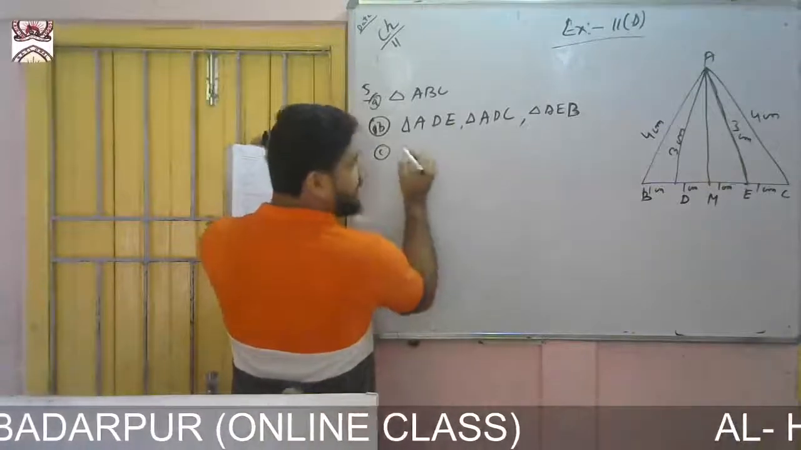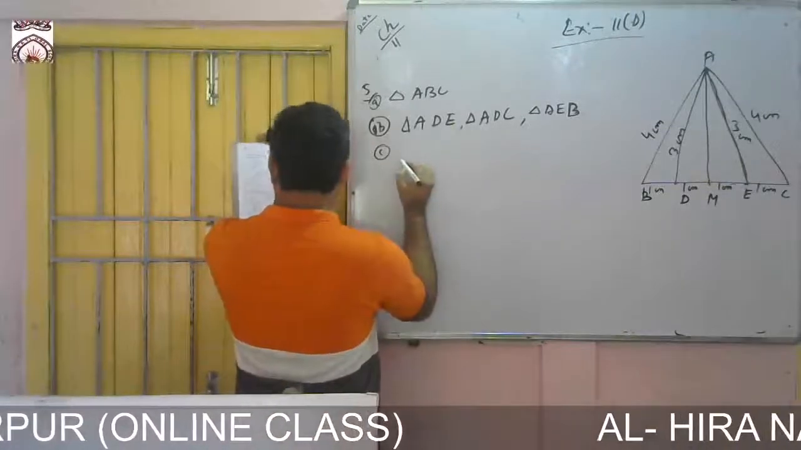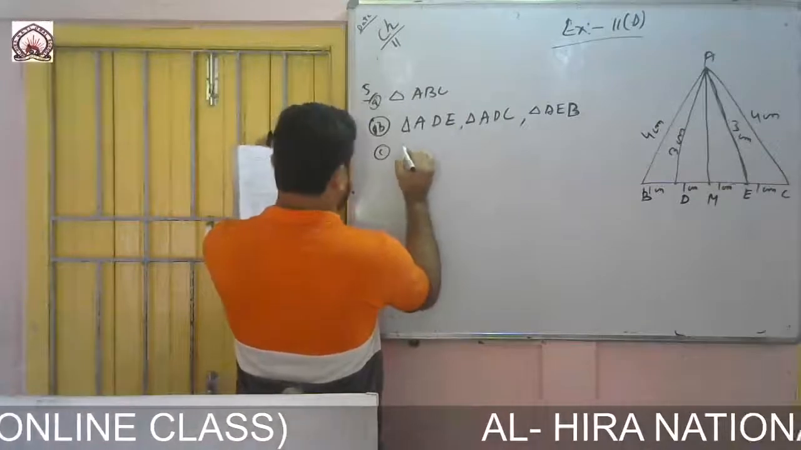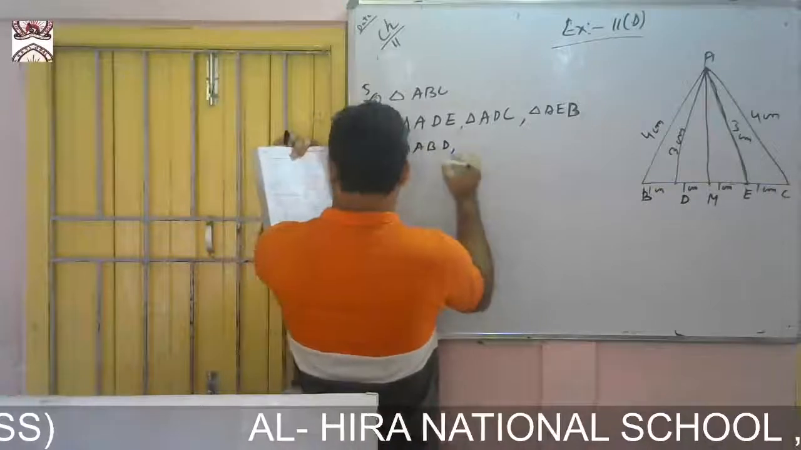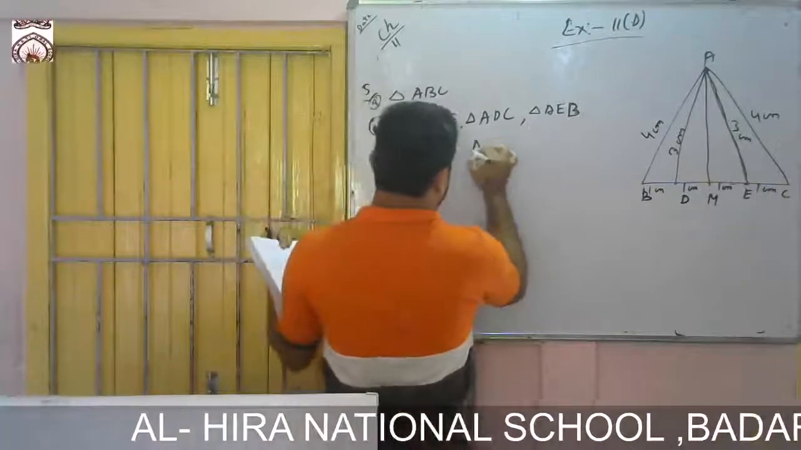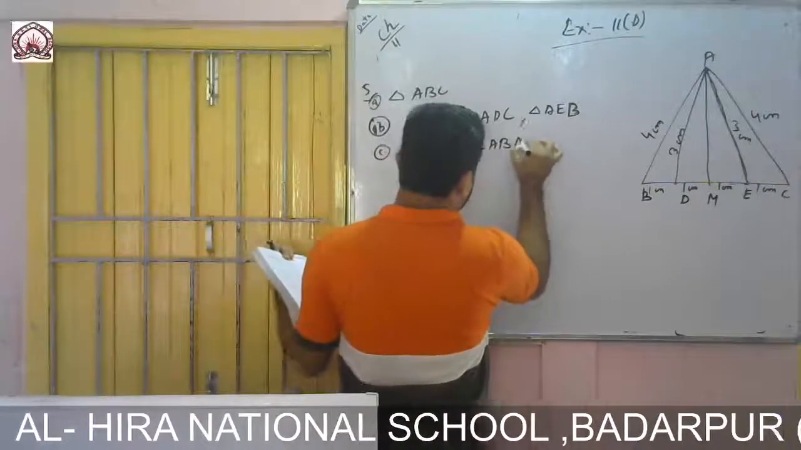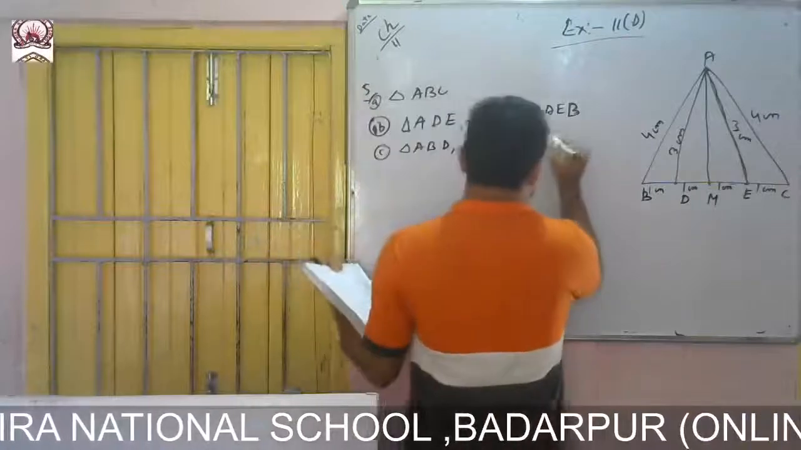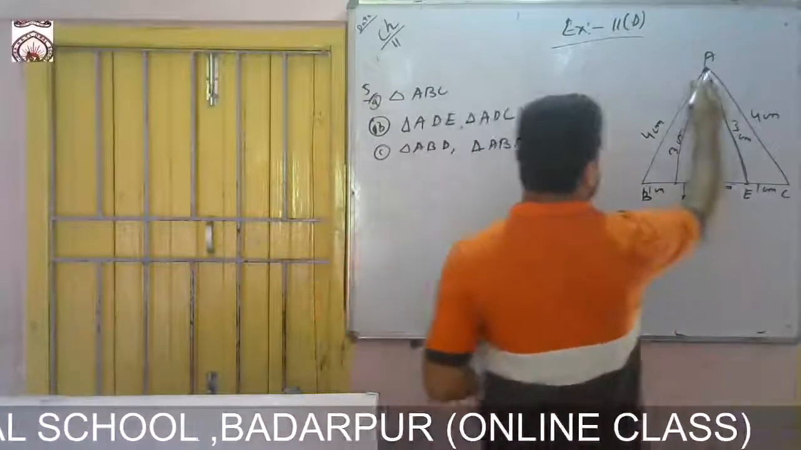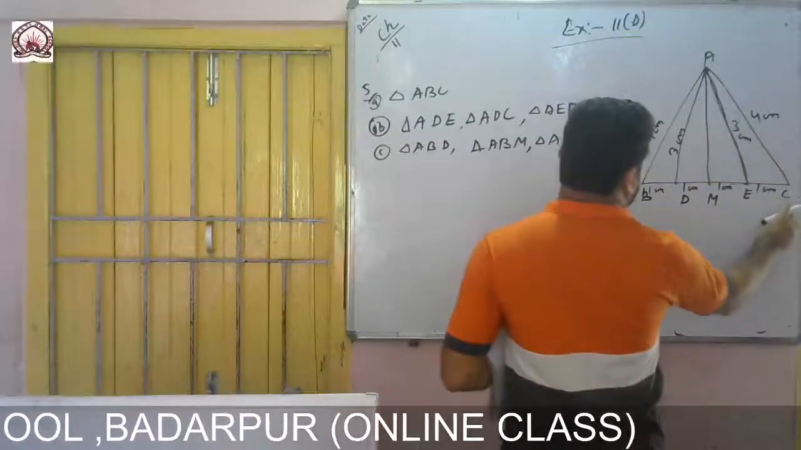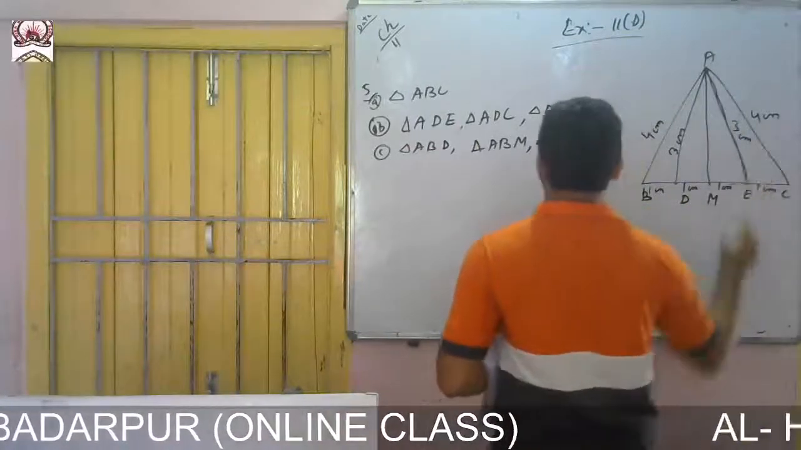So here you see triangles. What are the triangles you see? Write the names. Number 1 will be triangle ABD. Now triangle ABM, then triangle AEC, this triangle 1 centimeter, 3 centimeter, 4 centimeter.